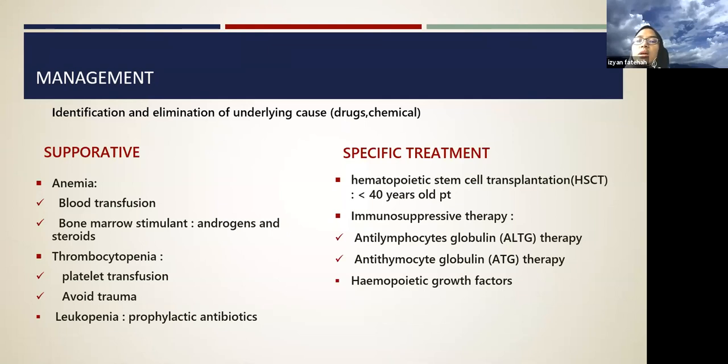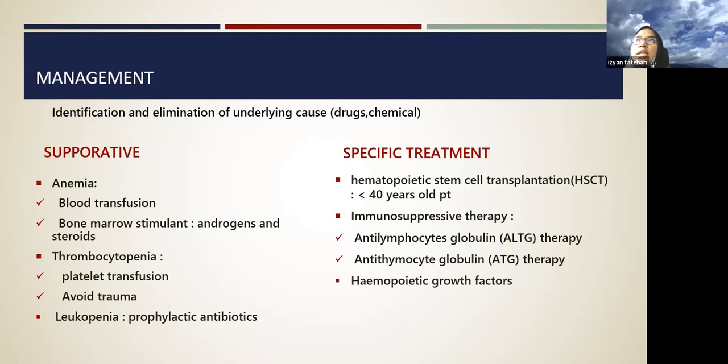For infection, to treat infection, we should give prophylactic antibiotics. We also have a specific treatment to treat aplastic anemia. The treatment of choice is hemopoietic stem cell transplantation.